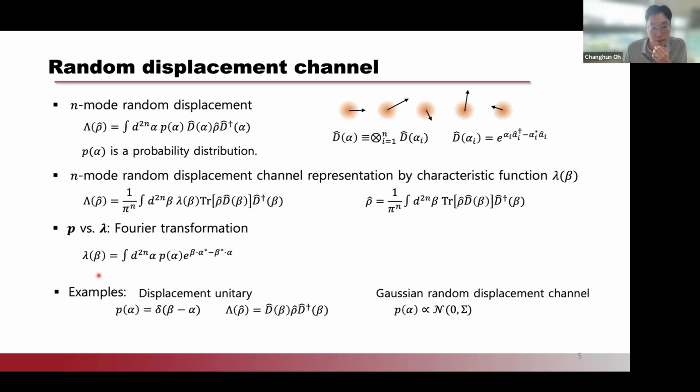And there are some examples. One of the examples is the deterministic displacement unitary. If you choose the probability distribution as a delta function, then the corresponding channel will be nothing but a unitary displacement operation on the input state. Or if we choose the probability distribution as a Gaussian distribution, then you're going to get a Gaussian random displacement channel, which is often used to model the noise in bosonic systems.